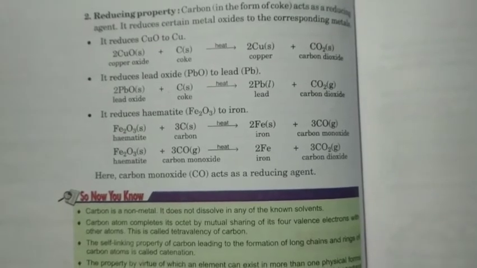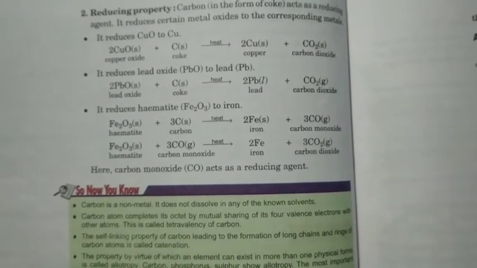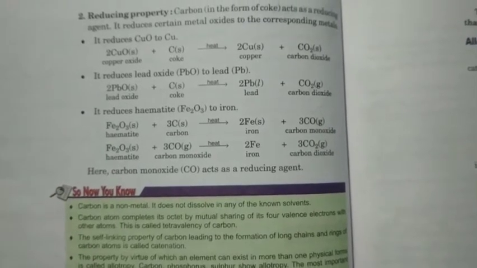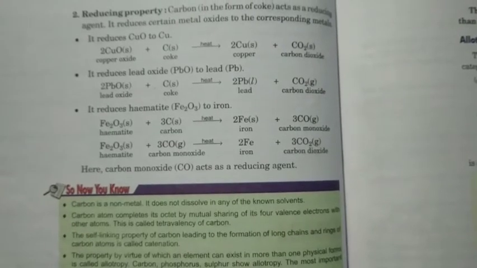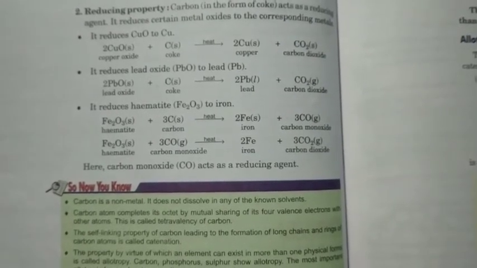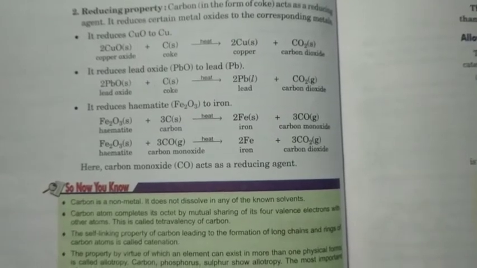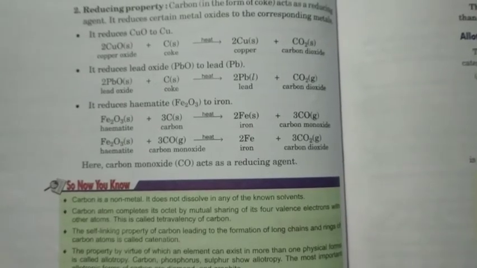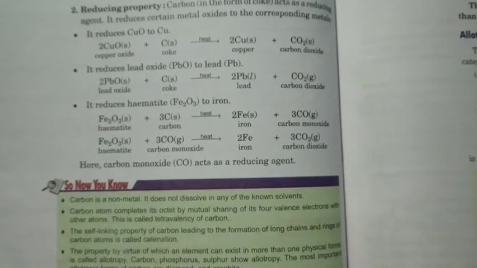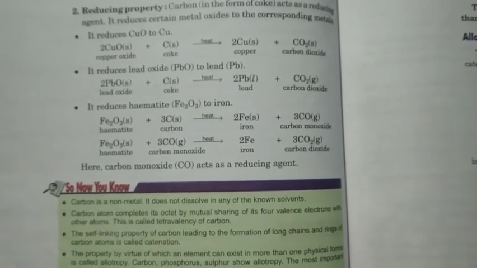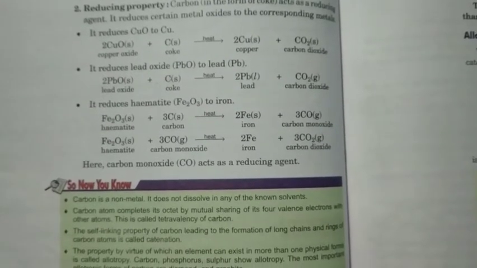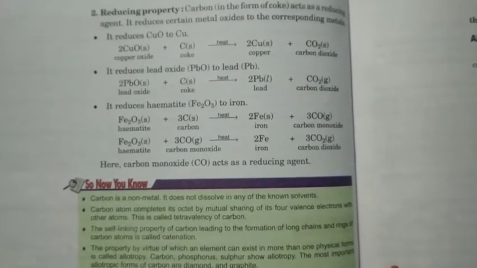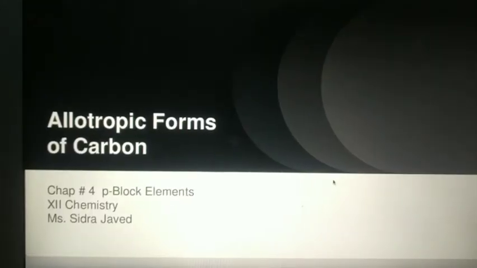So it is a very good reducing agent. Few more examples are given of lead oxide and hematite. Hematite means iron oxide, no. Fe2O3. Now this hematite reacts with carbon monoxide also, and when it reacts with carbon monoxide, it again reduces to iron and carbon dioxide. In the first example, that is hematite, when it reacts with carbon only, it forms carbon monoxide. So this is how carbon acts as a reducing agent.